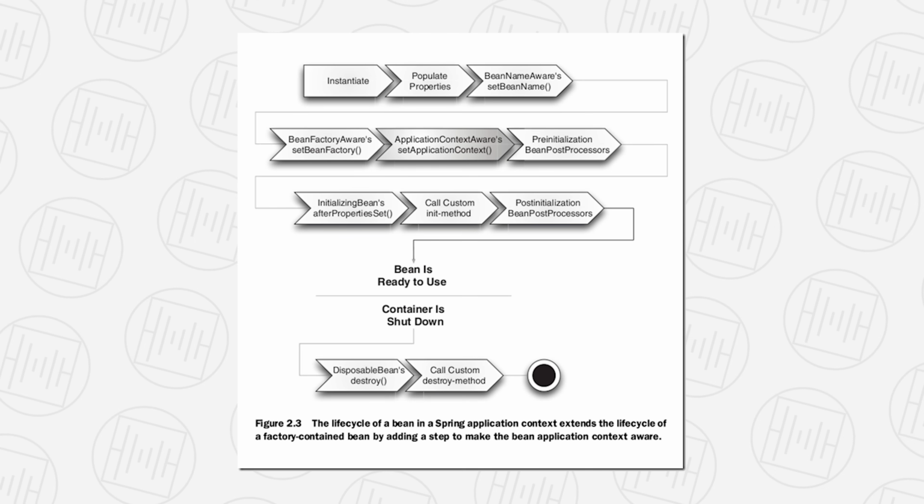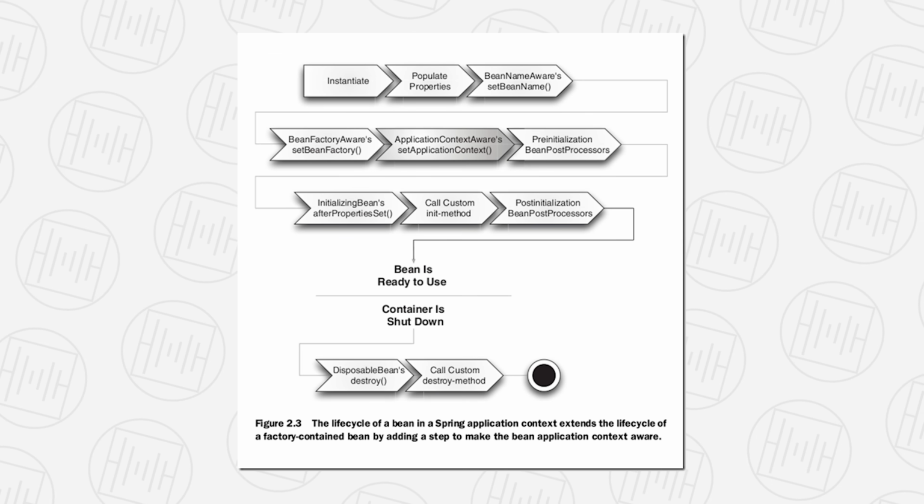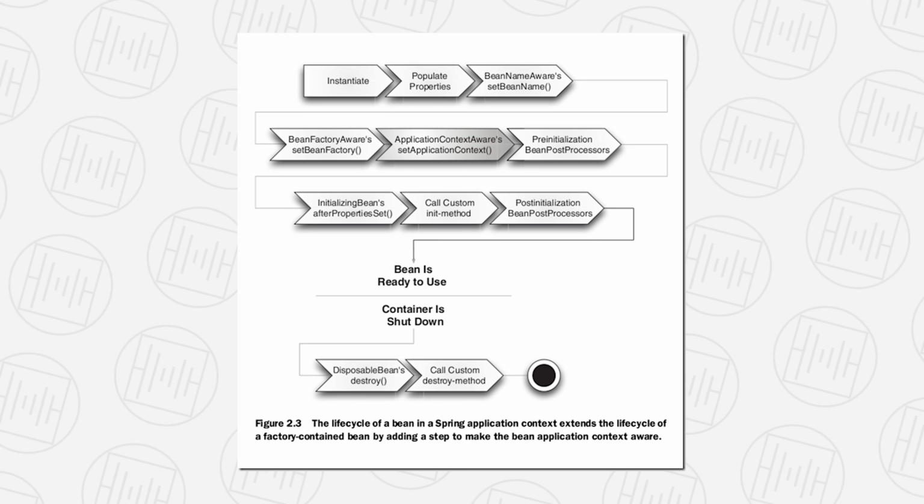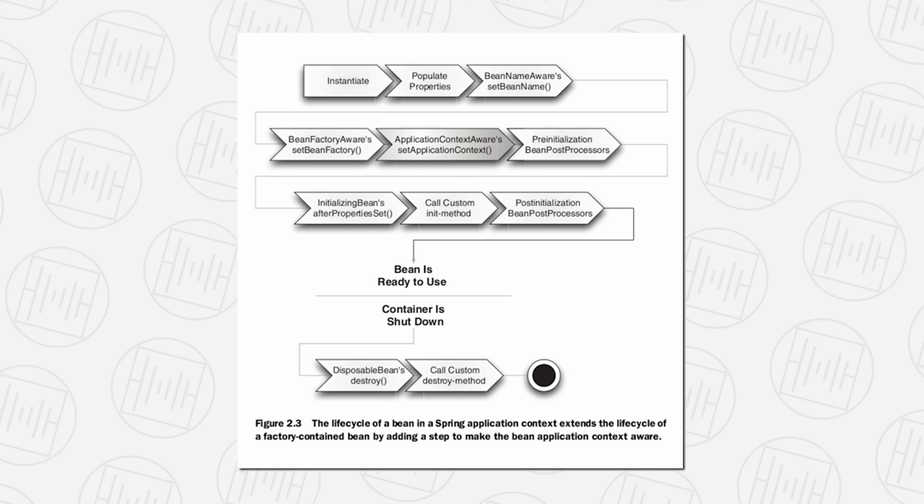And when the container shuts down, the DisposableBean's destroy method will be executed, and then any custom destroy method that is there will be executed, and then the bean will be cleared from the JVM. Now, why do we need to implement custom methods in the bean lifecycle?